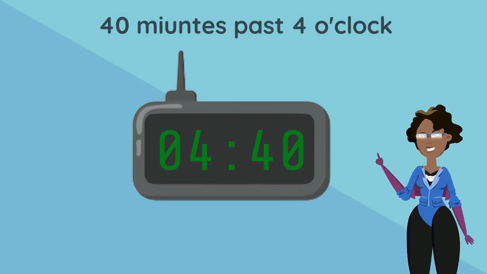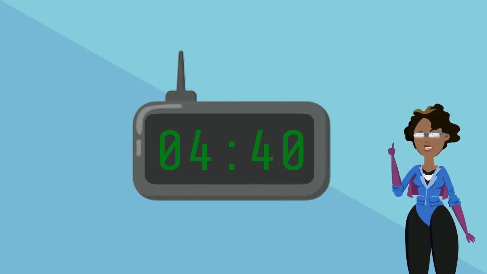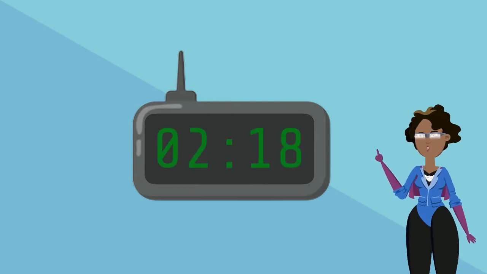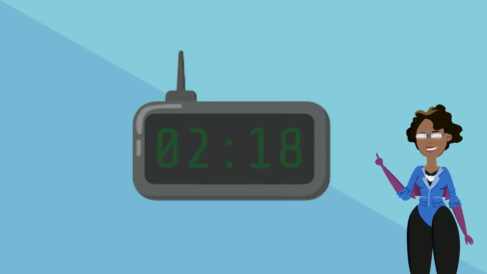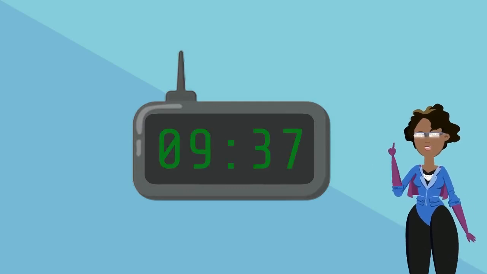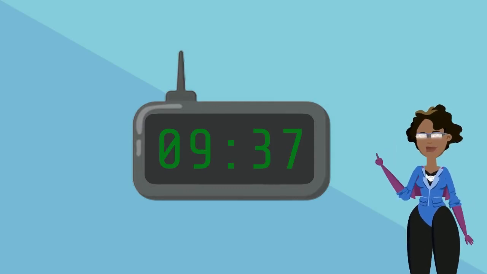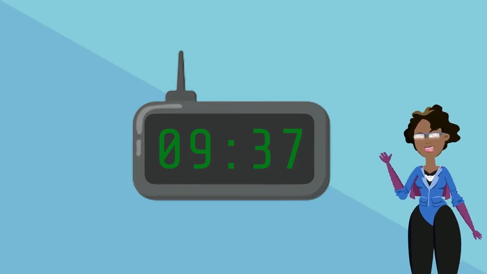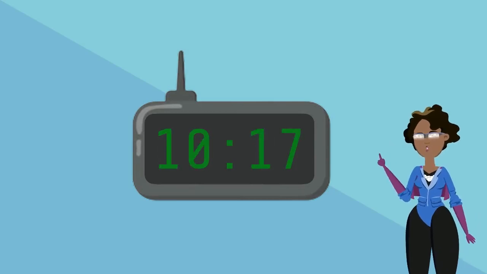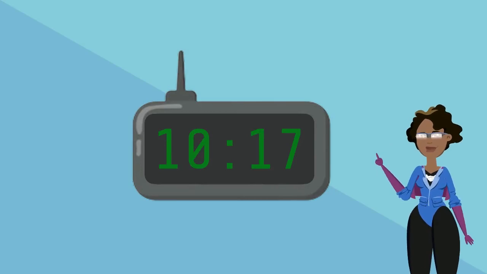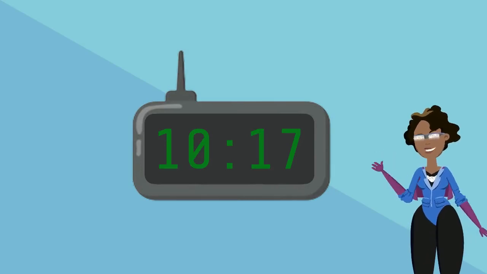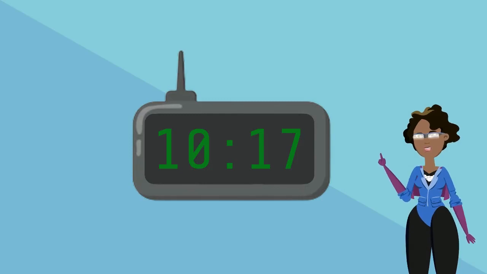Let's look at these following examples. Can you answer and tell me what times they are? We have 2:18. Did you say 18 minutes past 2? Because that's correct. So let's use that example to do 2 more. 9:37. On a digital clock, that means it's 9 o'clock, and it's 37 minutes past 9. That's 9:37. And our last example for this one, 10:17. Our hour is 10, and our minutes past that hour is 17. So it's 17 minutes past 10.